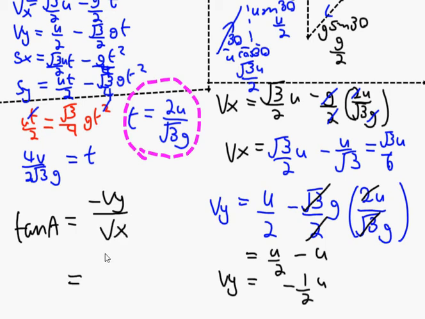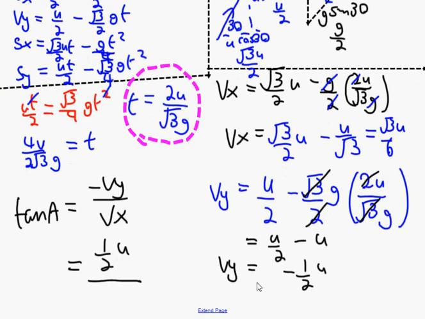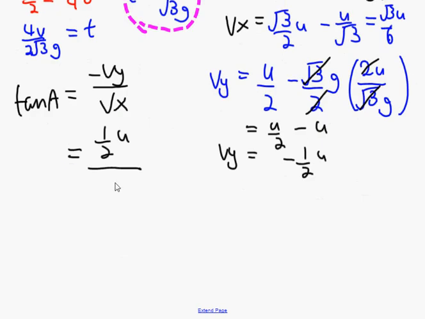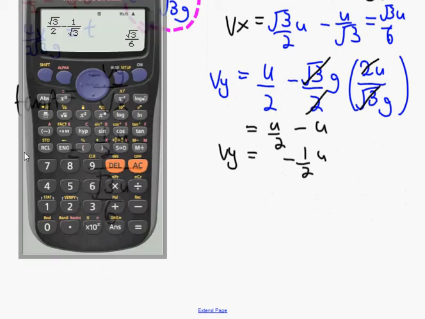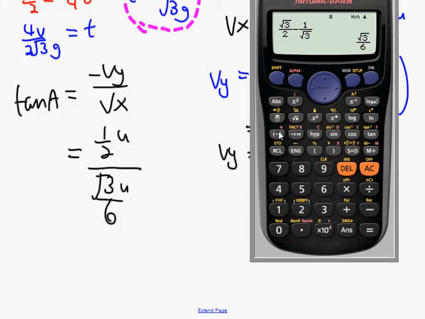That's going to be a half u, because minus minus makes a plus. And we're going to divide that by root 3 u over 6. Okay? So in your calculator, the u's will cancel straight away. So all we have to do is just do a half divided by root 3 over 6.